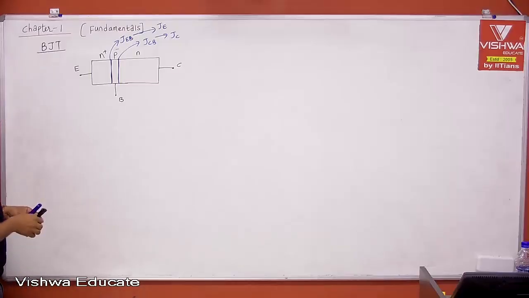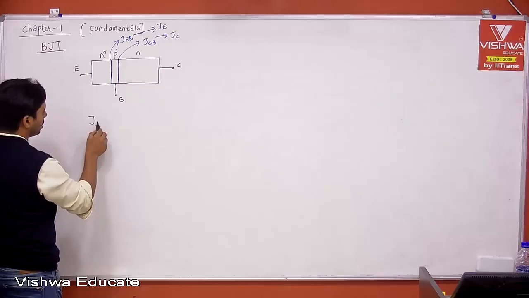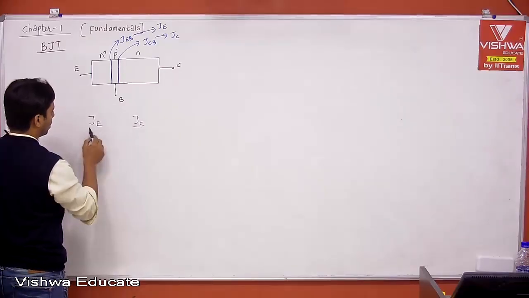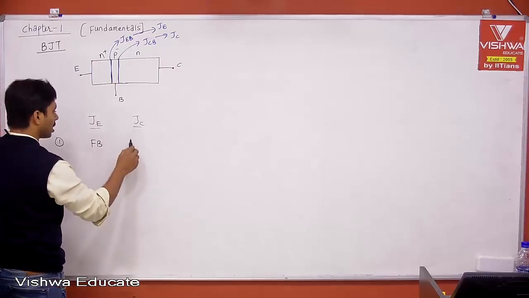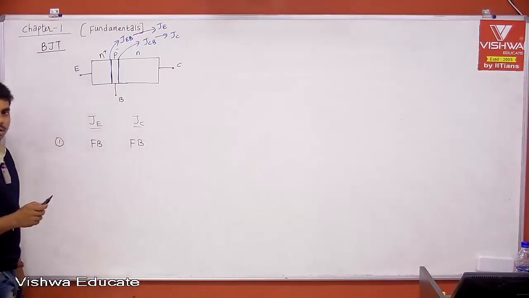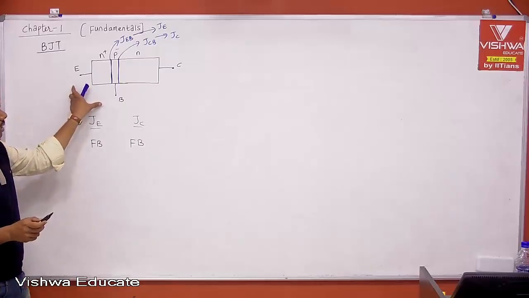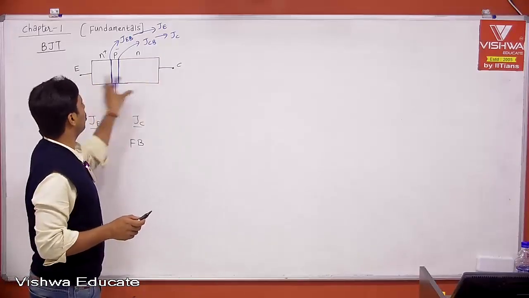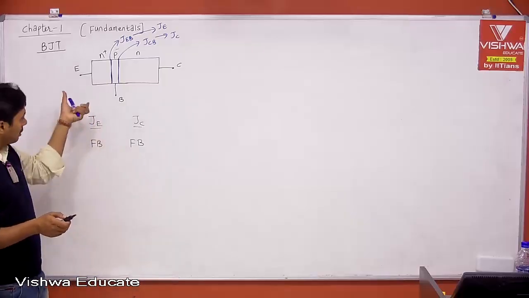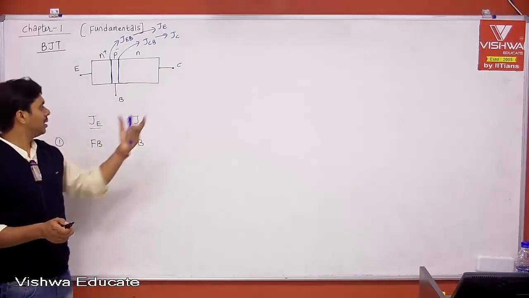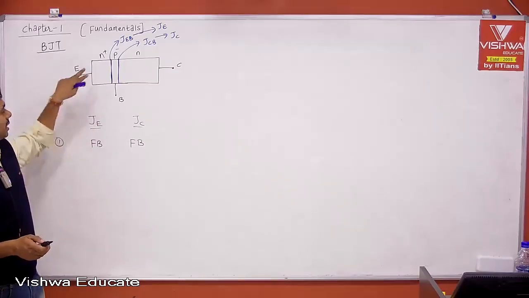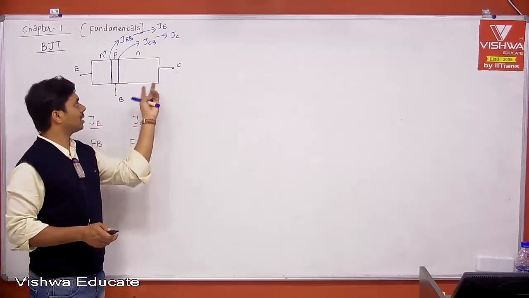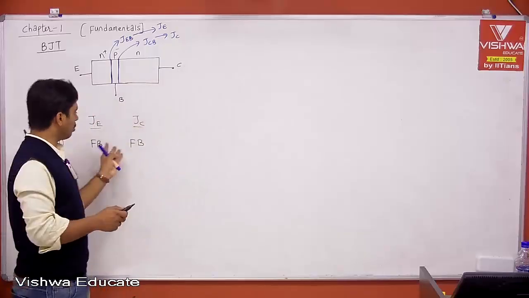Now, tell me what are all the possible combinations with respect to biasing. Let us say this is your emitter junction and this is your collector junction. Now tell me, if the emitter junction is in forward bias and the collector junction is also in forward bias. We can apply the voltage across emitter base and across collector base such that both are in forward bias. Let us say if this voltage is greater than or equal to its V gamma, and the base to collector voltage is also greater than or equal to its V gamma, both are in forward bias.